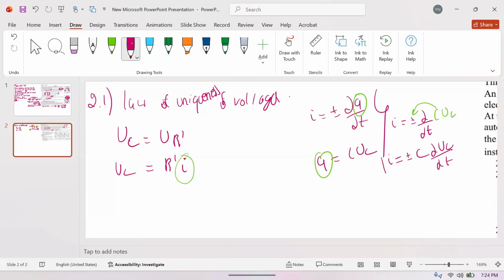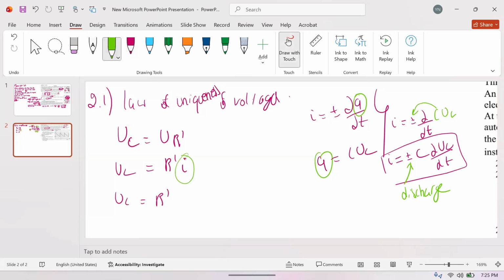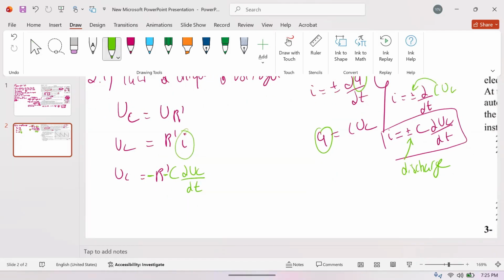So what is i in my case? It's plus or minus. How can I be sure which one of them is correct? Since we're having a discharge, we use the negative sign. Okay, we will be getting UC equals R prime, and instead of i, we will be putting minus at the beginning and C dUC over dt. Some students confuse it and they put the minus in between R prime and C. This is incorrect because R prime and C should be multiplied. If you're putting a negative sign in between, you're messing the equation up.